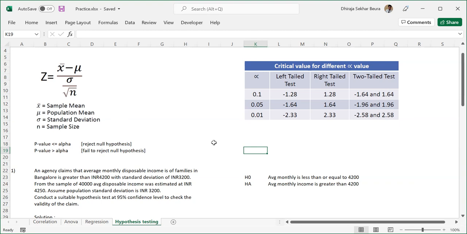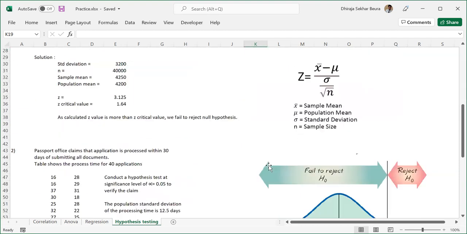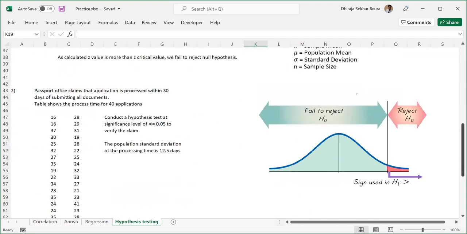Another way of seeing it is through the bell curve. In the bell curve, this is the 0 point, and this side is the positive side, this side is the negative side. Now, wherever you see this red and green touching, that is your critical value. The right hand side is your red side, the left hand side is your green side.